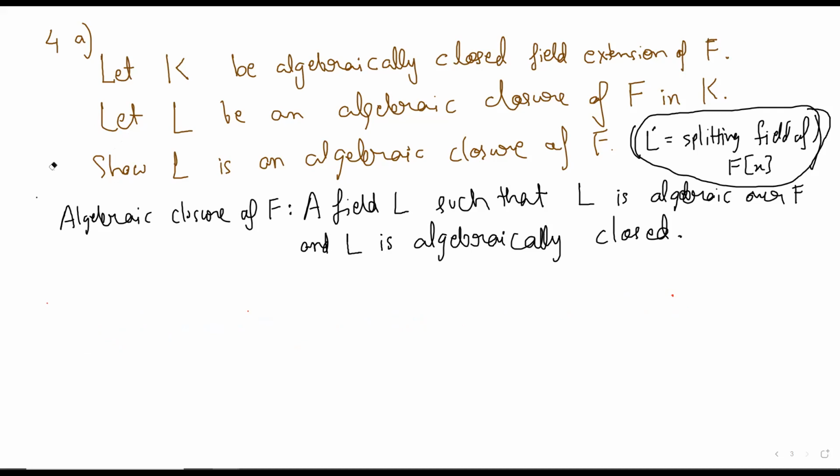Now, what do we have? We are just taking simple steps. So now we have that this L contains L prime, because it's algebraically closed, which means that the roots of f(x) will lie in L. That's the definition of algebraically closed, that every polynomial splits. But then is L a splitting field of f(x)? It is algebraic over F, and it is algebraically closed.